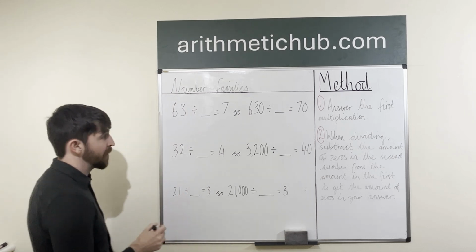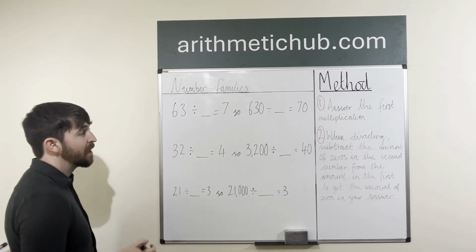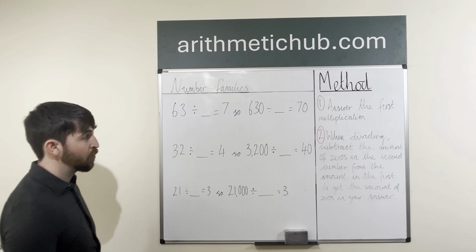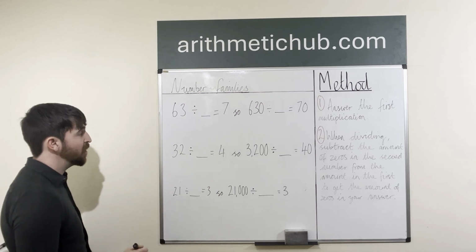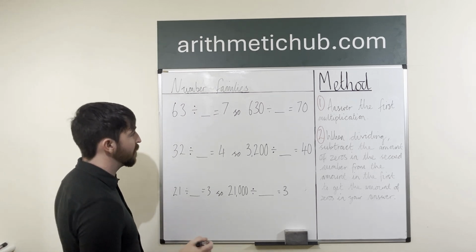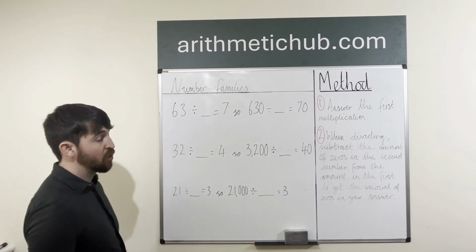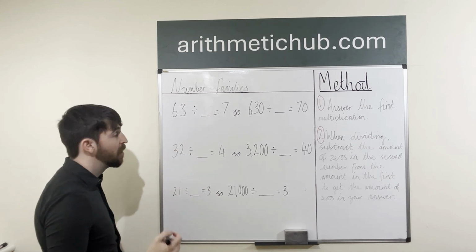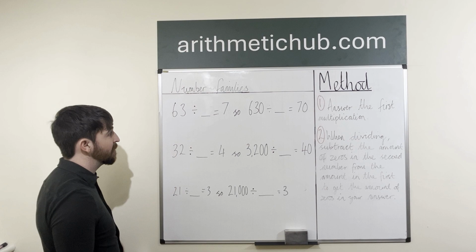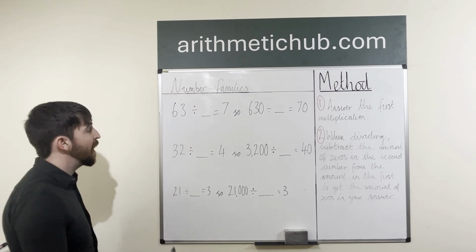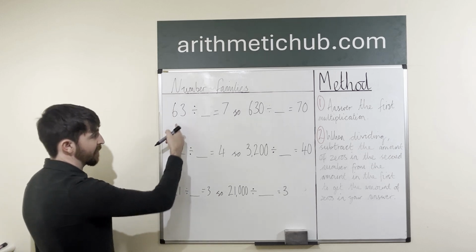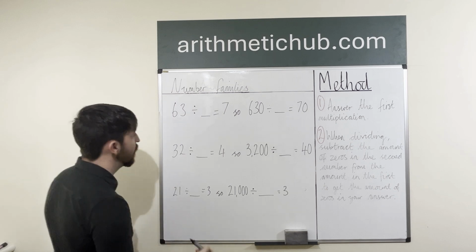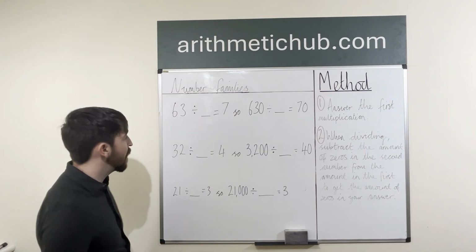63 divided by something is 7, so 630 divided by something is going to give you 70. So the first thing says we need to answer the first multiplication. 63 divided by what is going to give me 7? Well, what I could do there is the inverse. 7 times what is going to give me 63? Well, I know 7 times 9 is going to give me 63, and I could write down my 9 times tables until I get to 63, or I could write down my 7s and see how many lots of 7 make 63. I'm going to use that final method there.